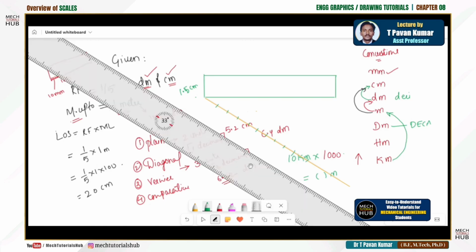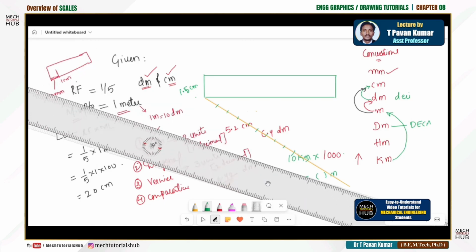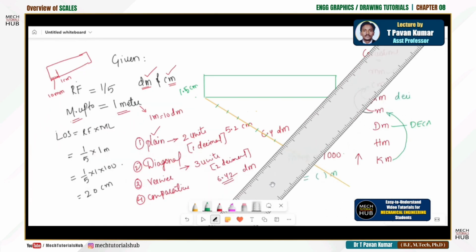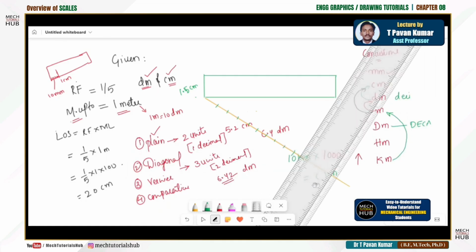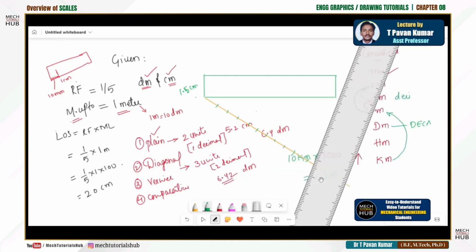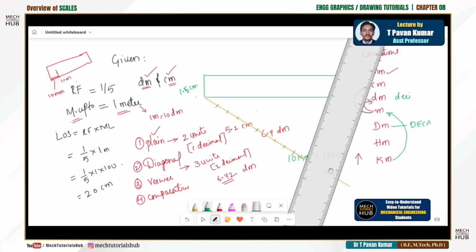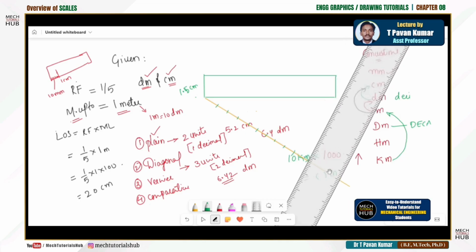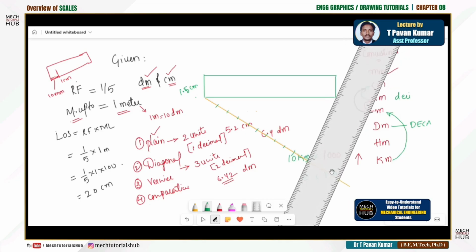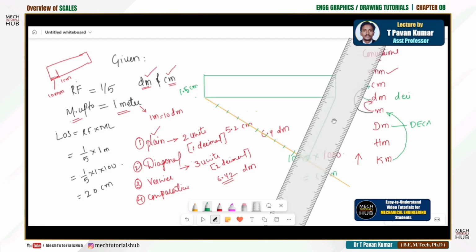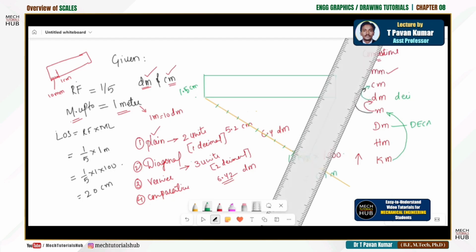Now the last division should be joined with the end point of the scale, like this. I think most of you know, but still I am trying to explain. This is my last point. I am trying to align the last point with the end point of the scale. This is the end point of the scale. This is my last division. This last division I am joining with the end point. Okay. Then take the scale to the next intersection. Draw a line.